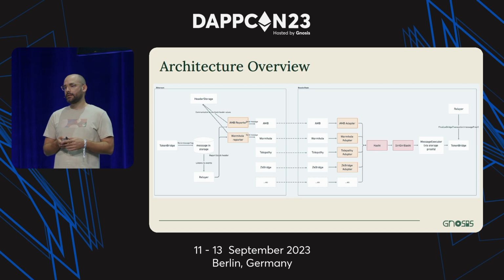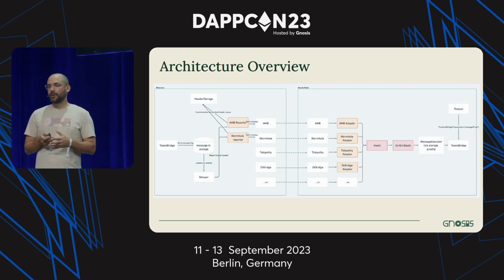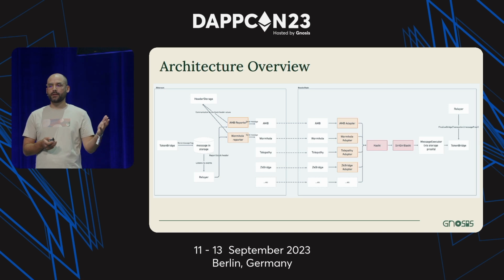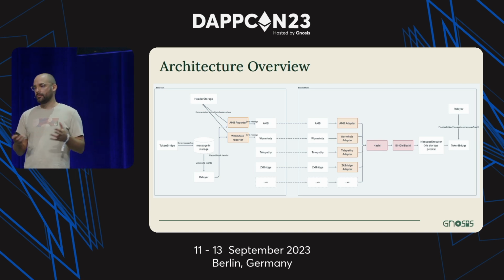Here I want to show you an end-to-end example of a token bridge, how it would work on top of Hashi. So we have two chains. In this case, it is Ethereum and Gnosis Chain. It can be any kind of EVM. How would you bridge tokens?